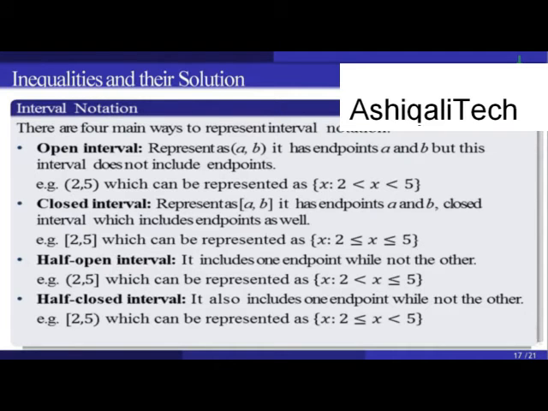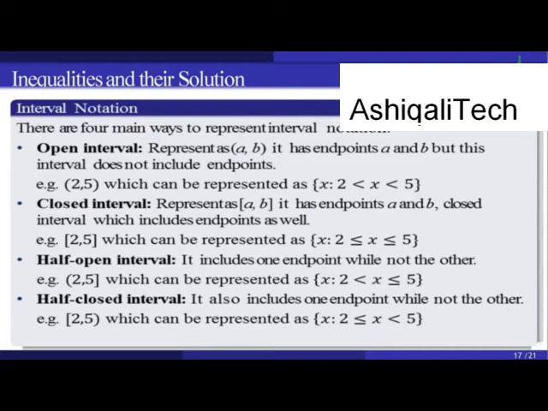Dear students, intervals are basically of four main types. Number one, open interval. It is represented as parenthesis a to b, and it has endpoints a and b, but this interval does not include the endpoints. For example, if we take the open interval 2 to 5, which can be represented as x such that x is strictly greater than 2 and x is strictly less than 5. So all the points between 2 and 5 are included, but 2 and 5 themselves are excluded.